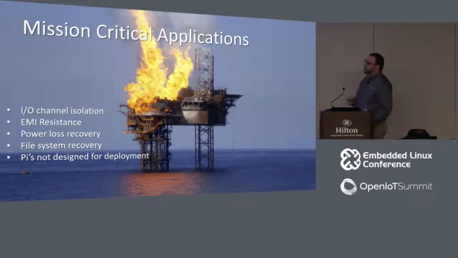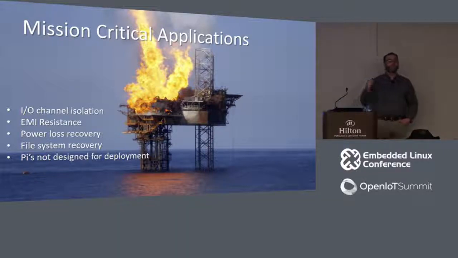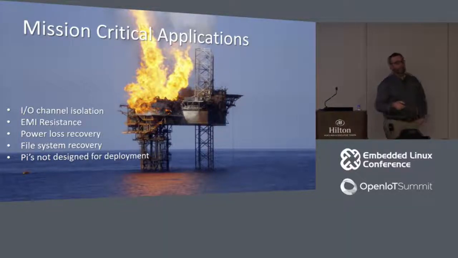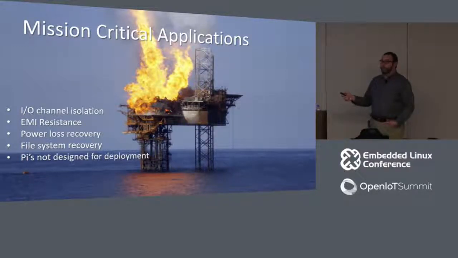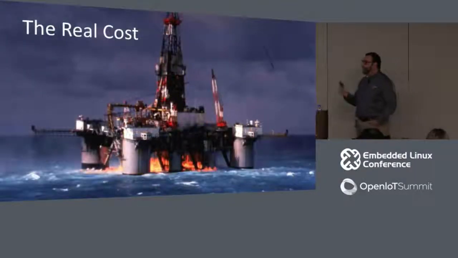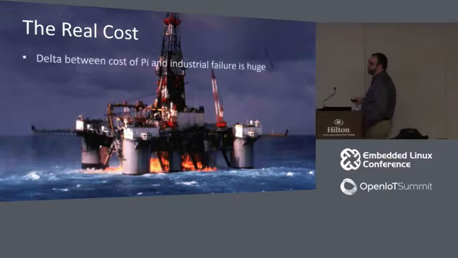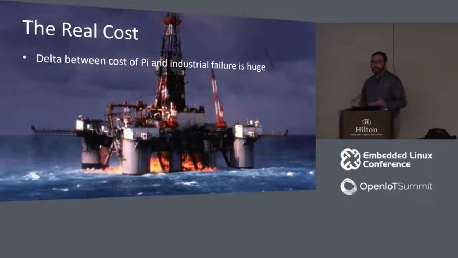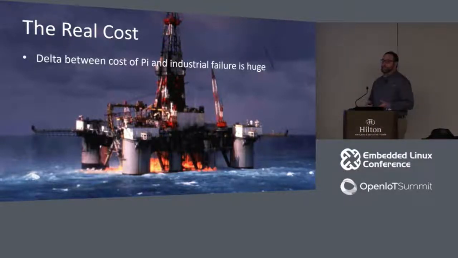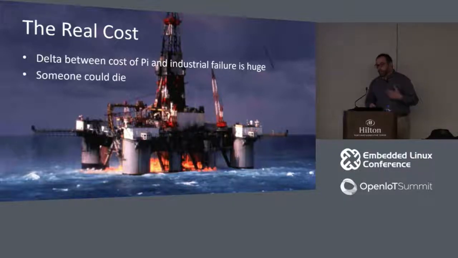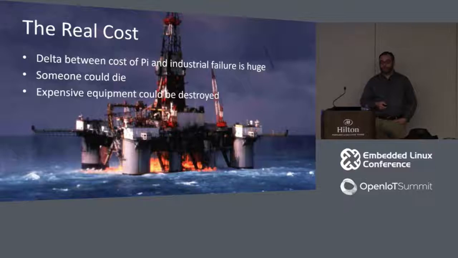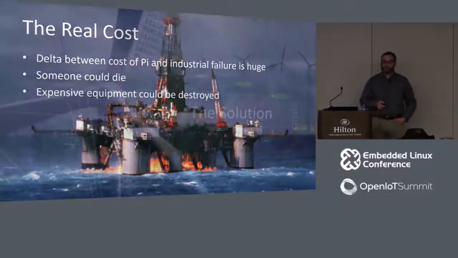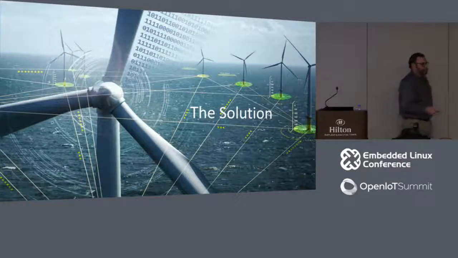So my point here is that Raspberry Pis are super cool. They're great for software education. They're fantastic for prototyping. They're not necessarily designed to make sure the oil rig doesn't burn down. Because what's the real cost, right? What's the delta between that $35 Pi and that oil rig? If we catch the oil rig on fire, somebody might die. At a minimum, we're going to lose really expensive equipment, that would be a bad day for anyone. That's the real cost. So what is the solution then?